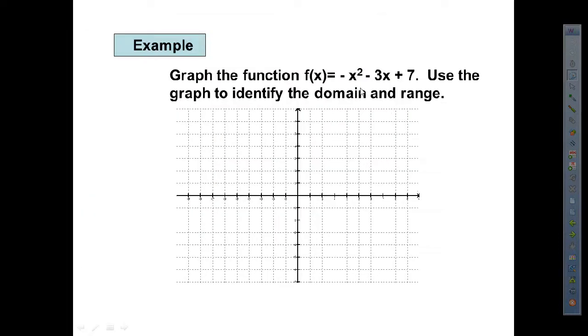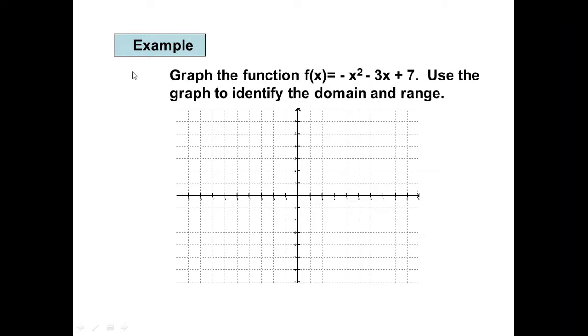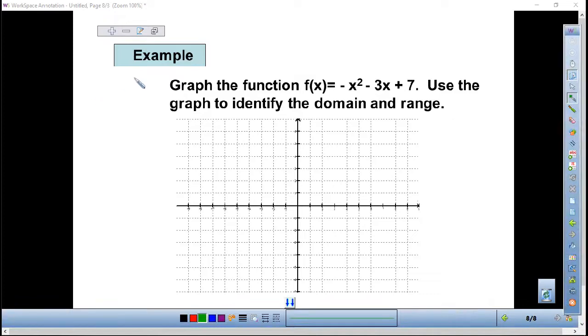Alright, so graph the function -x² minus 3x plus 7 and use the graph to identify the domain and range. Now, we'd already found the key information for this. Let's go ahead and use that. We know the vertex from the previous problem is (-3/2, 37/4).